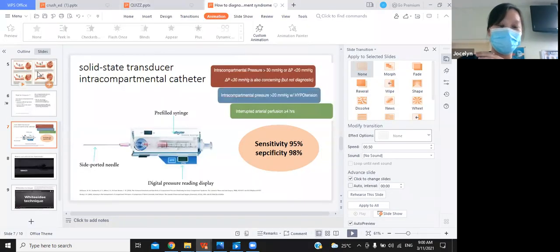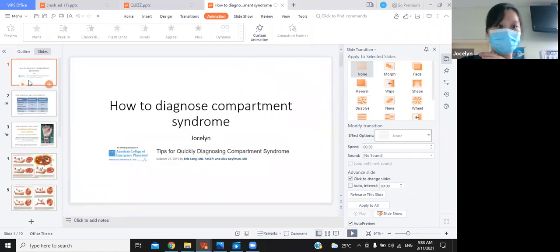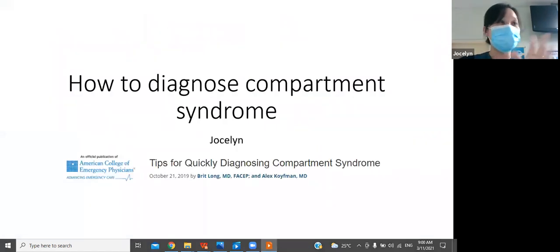Okay, so my topic is a bit simple, but a bit more detailed. I took it from the American College of Emergency Physicians article, 2019. So how should we actually diagnose compartment syndrome?